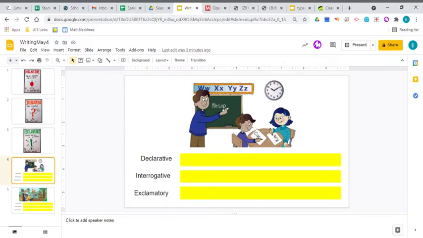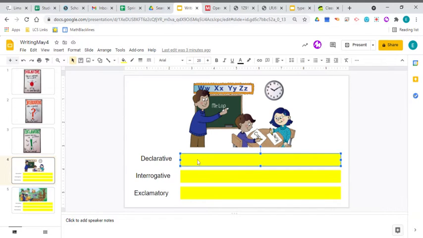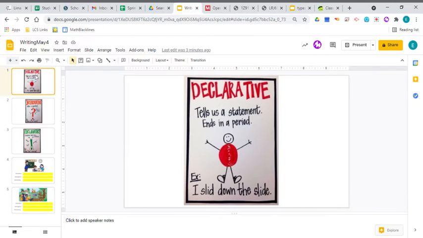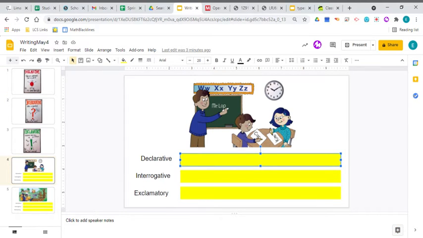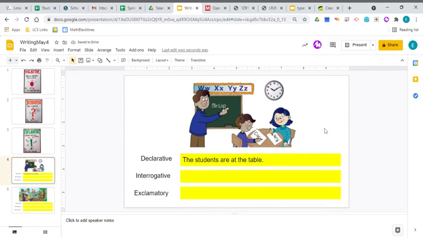I will give you a couple of examples of what I would write as a declarative sentence for this picture, and then you'll get to do the same thing for your assignment. So first, I want to write a declarative sentence. Declarative tells us something, ends in a period. So I'm looking at this picture, so I can say, the students are at the table. Now, it ends in a period. It's telling you something. It's telling you where the students are. The students are at the table. All right, so that's my declarative example.